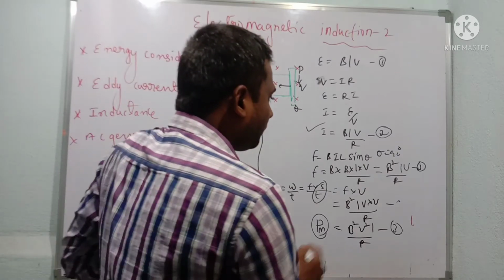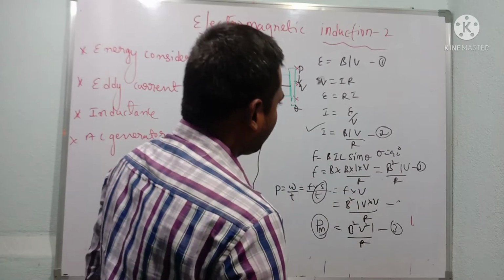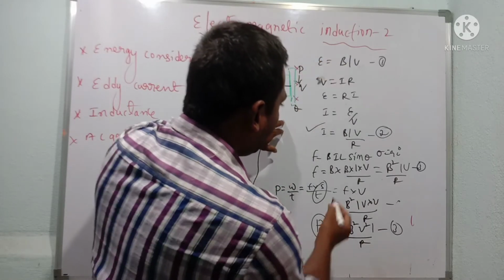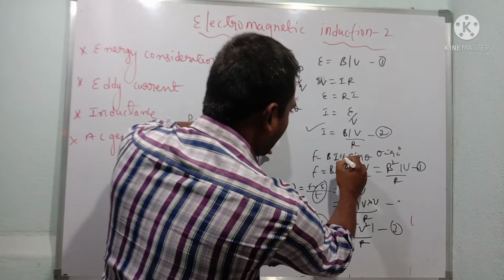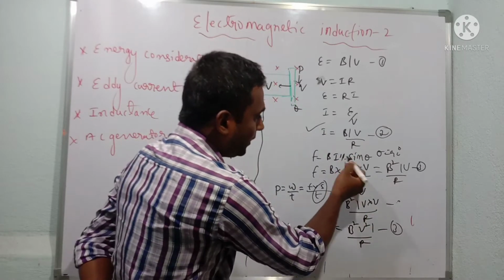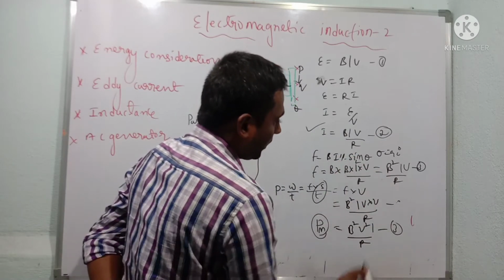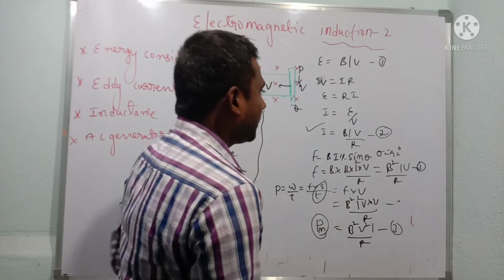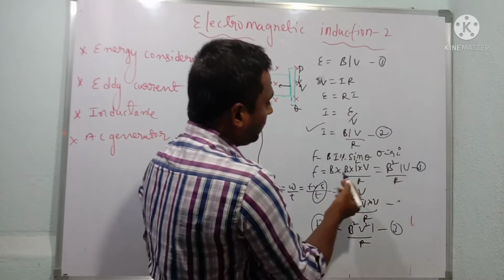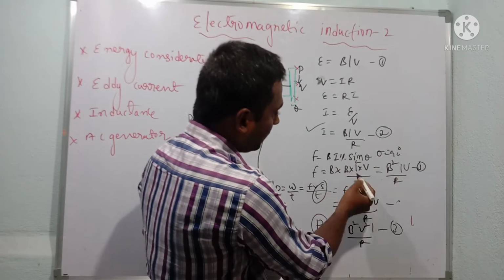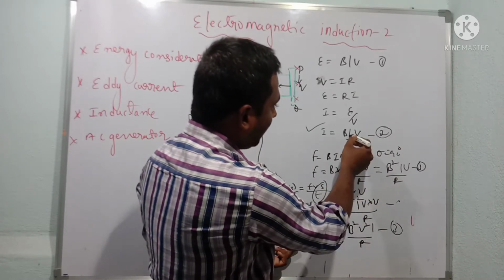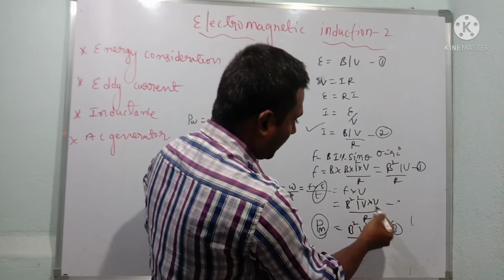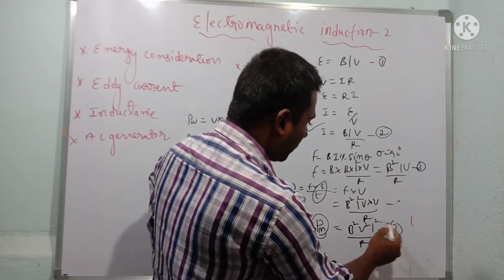Here what is there? BLV is there. Okay, so already BLV is there. Again here L is there, children, so it becomes L square. A small mistake we did. Here, because F is equal to BIL, L is there already, and here L is there. It becomes B square L square V. Then it becomes B square V square L square.